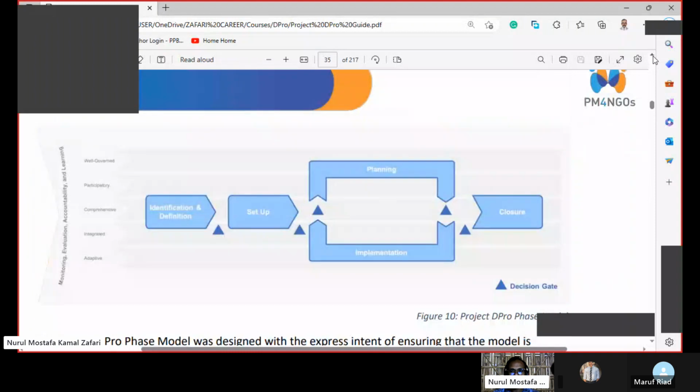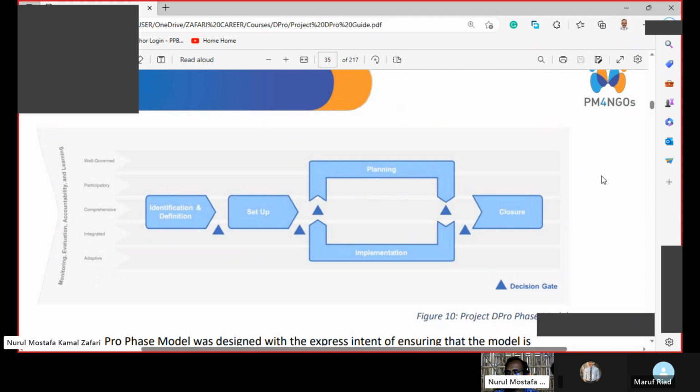Now let's go back to the diagram. And before discussing the diagram, let me explain in short what we have learned from this portion of the DPro guide. The DPro project phase model is a 5-phase approach. The phases are identification and definition, setup, planning, implementation, and closure.